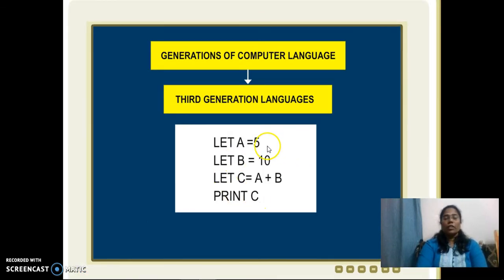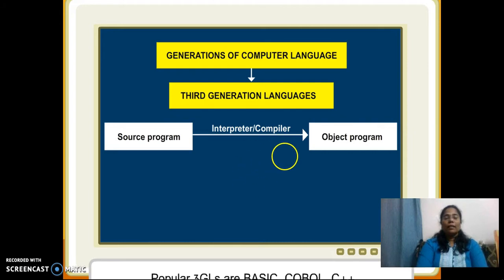Then the third generation, as I told you, is English and easy to understand. You see, 5 is assigned to A and 10 is assigned to B, and A plus B, the calculation is done and the result is stored in the variable C. Finally, I am displaying the result C on the user screen. So it is easy to understand, it is English.